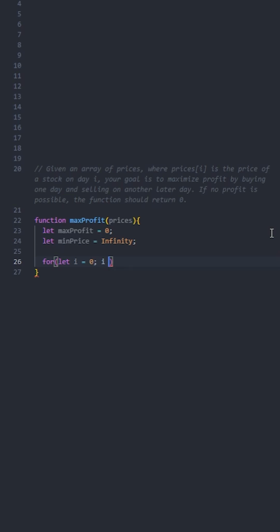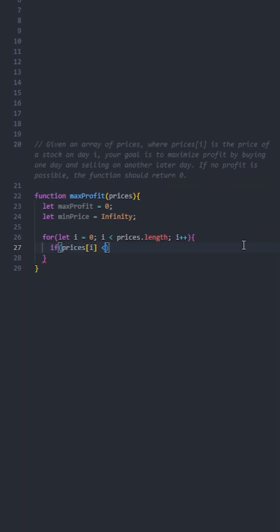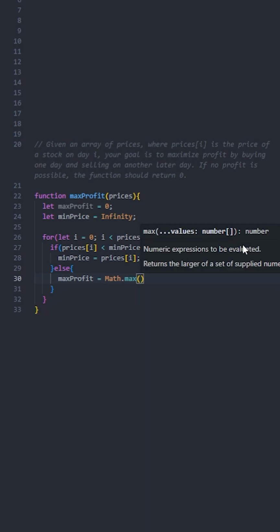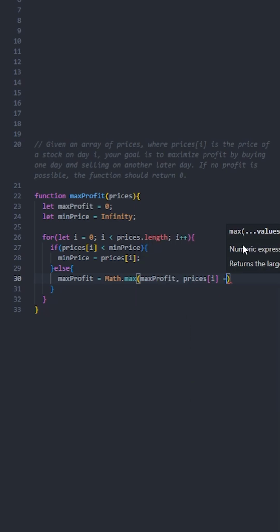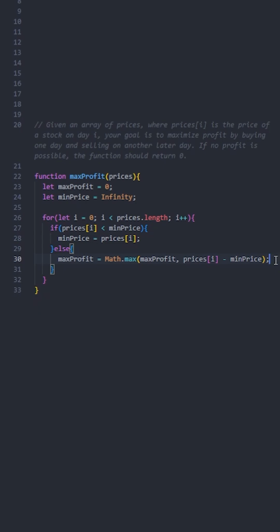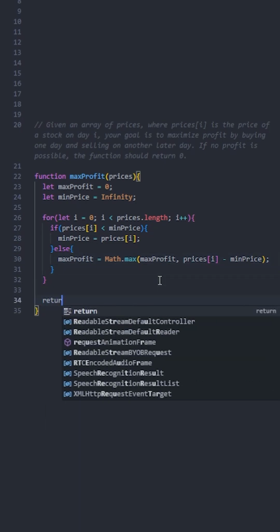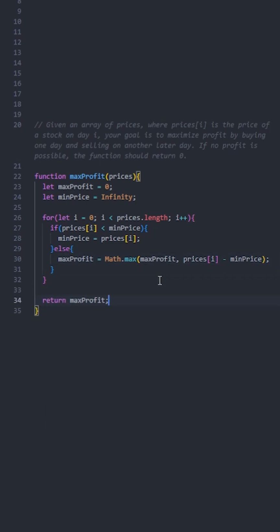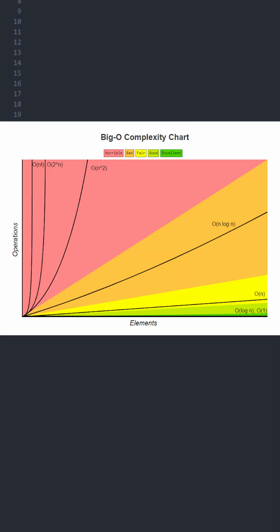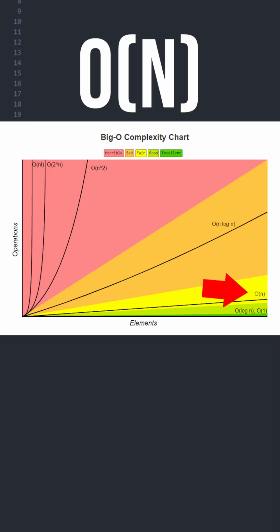Next, we will loop through the array of prices and for each day, if the current price is less than minimumPrice, we update minimumPrice because we have found a lower price to buy. Otherwise, we calculate the potential profit as current price minus minimumPrice. If this profit is greater than maxProfit, we update maxProfit because we have found a bigger one. After the loop finishes, maxProfit will contain the maximum possible profit. If no profit is possible, it will remain zero. This solution has O(n) time complexity and it's very efficient.